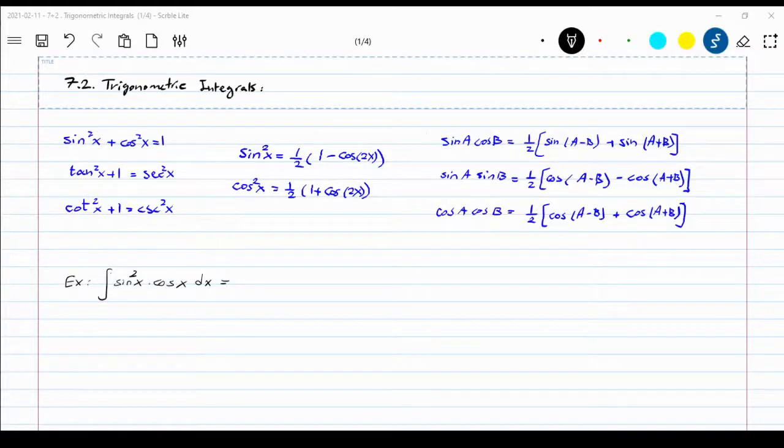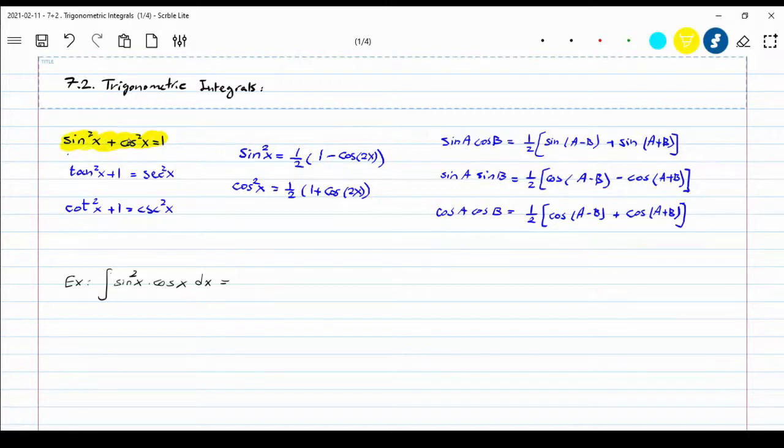Okay, let's continue on chapter 7. Today we're going to talk about trigonometric integrals. There are certain identities that we should know about trigonometric functions. The simple one is the Pythagorean identity: sine squared plus cosine squared equals 1.